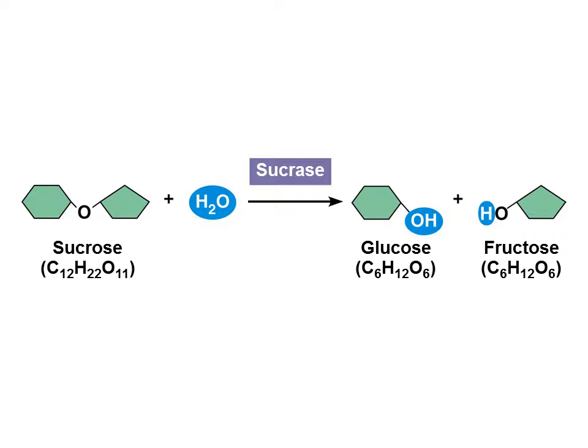In this image, we have a chemical reaction. We have a sugar called sucrose, that is a disaccharide. We have an enzyme called sucrase. Sucrase is going to catabolize sucrose into glucose and fructose.